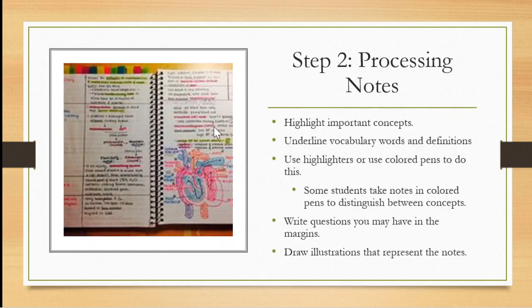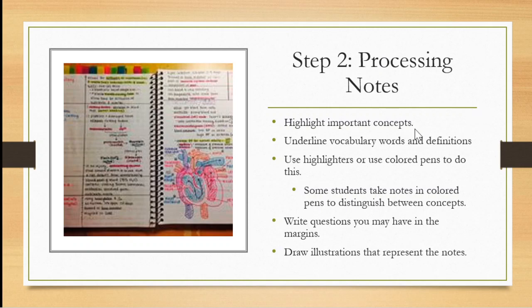Step 2 is what we call processing the notes. So you're going to highlight important concepts. You can see a bunch of highlights in here, and you can do that in Google Docs. You can highlight something. So you just click over it and highlight it, and then you can figure it out from there. So as you're processing your notes, you can tell she's highlighting them. You're going to underline vocabulary words and definitions, just like you do when you annotate.